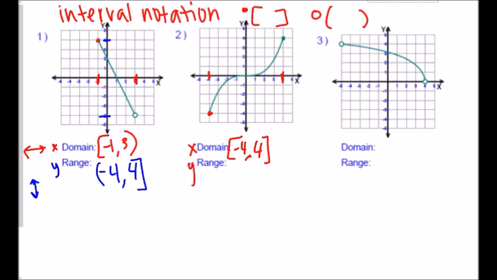Range, y values, or low to high. So the lowest value would be -4, all the way up to +4, and both of those were solid dots, so they get brackets.